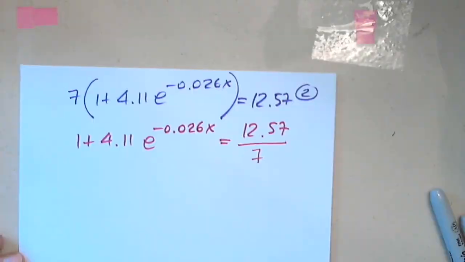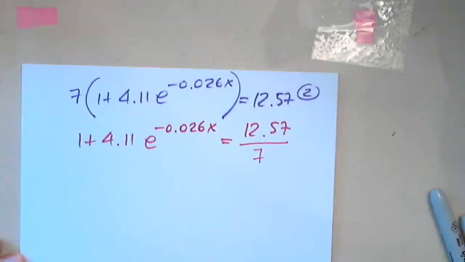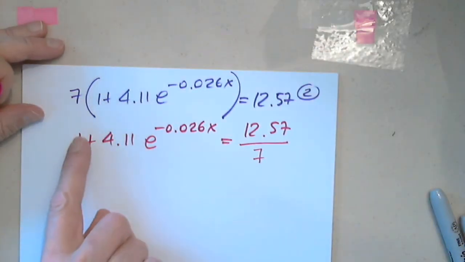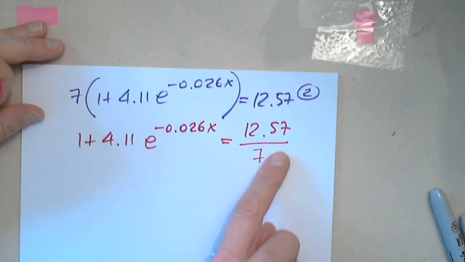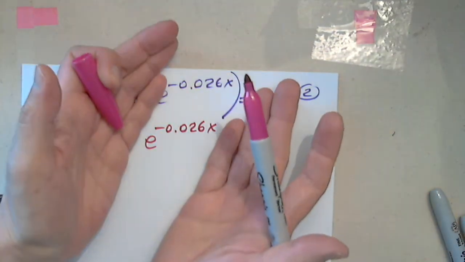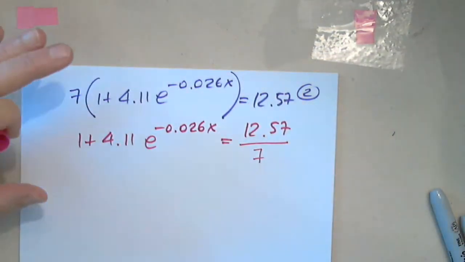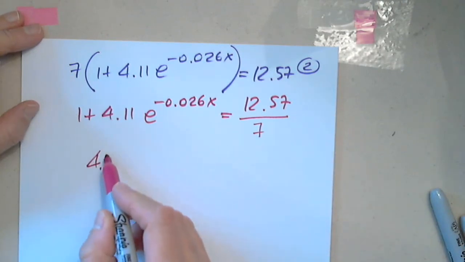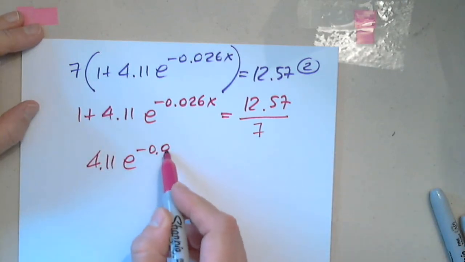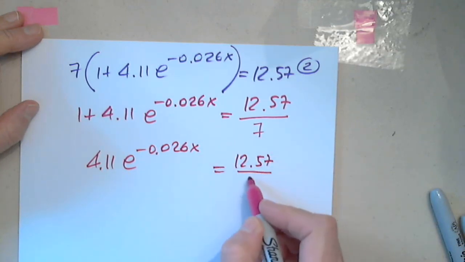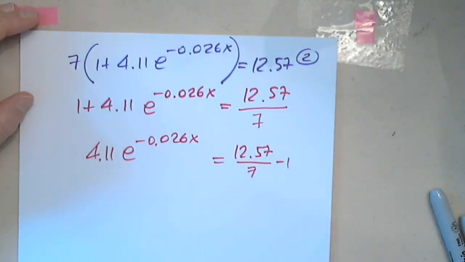What is the next obvious step? You have to bring the exponent down, or minus the 1 first? Yes. I have to completely clean it up. I am trying to solve for this first, and then yes, that would be the next step. So first I have to move 1. So 4.11 e to negative 0.026x equals 12.57 over 7 minus 1.